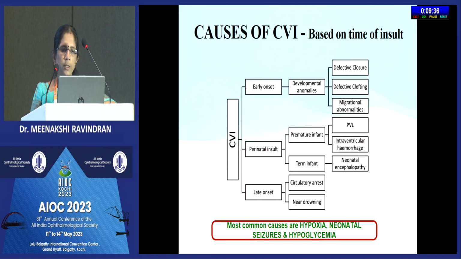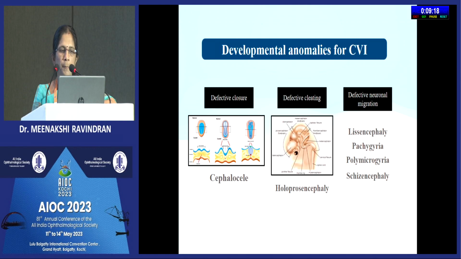So in early onset, it can be developmental anomalies, which I have divided into defective closure or defective cleavage or migrational anomalies, or perinatal insult, or in the late onset, it can be circulatory arrest or other infections. I'll be going through each one. We all know that in the first month of embryogenesis, the whole development of the neural tube and neural tube closure happens, invagination, and then closure. So in defective closure you can have cephalocele, or defective cleavage, you can have holoprosencephaly, or defective neuronal migration, we have these defects.